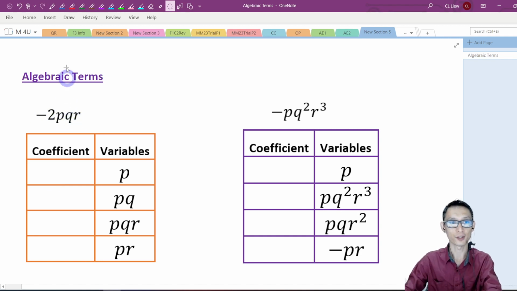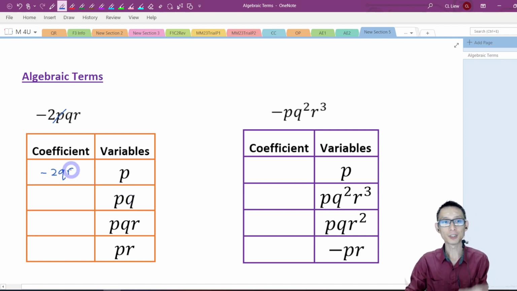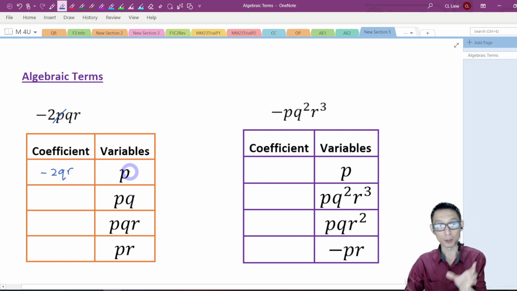Okay, let's look at this algebraic term. Now, what is the coefficient of the variable p? It's very simple. You can just cancel this one and you will see negative 2qr. So the coefficient will be negative 2qr. Always remember, if you take the coefficient multiplied by the variable, you will be able to get back the algebraic term. If you cannot get back the algebraic term, it means that your answer is not correct.